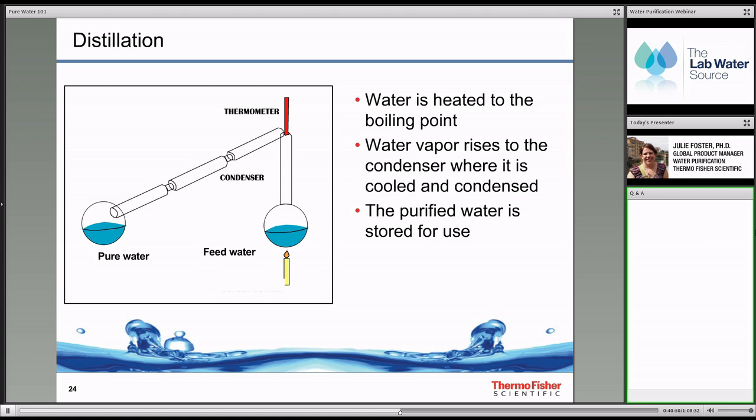So the challenges of a still are they really are high in resource demand. They require a lot of water to cool down the purified water, and they also require quite a lot of energy and electricity.